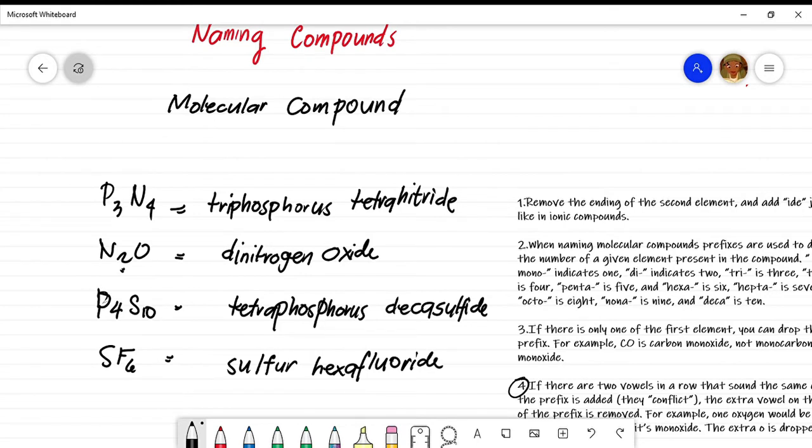So notice that we only change the last element, or the second element, its suffix to "ide." So the first element just stays the same. We just add some prefixes if they have subscripts in their formulas.